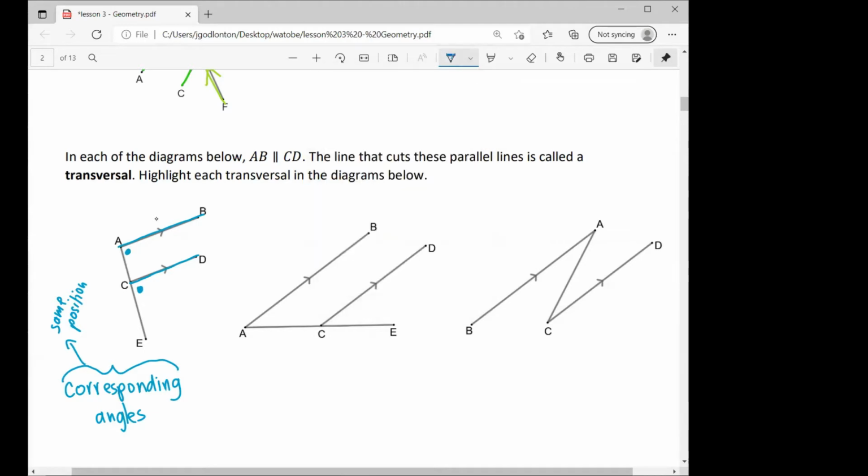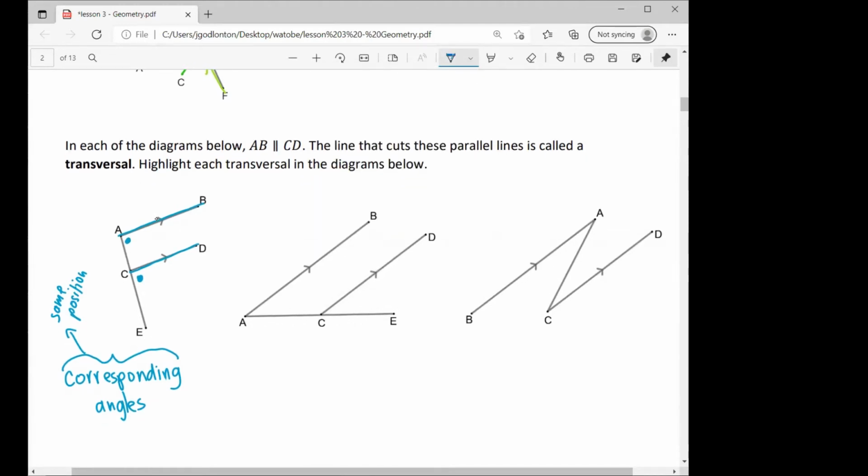The second one we're going to look at is called co-interior, but actually this is going to be the third one that we're going to look at. But anyway, co-interior angles. And co-interior angles are the two angles that are inside. So interior means inside. And co is like company. There's like two of them. So here, my one parallel line is AB and my other parallel line is CD. And my co-interior angles would be those two. So the two that are both inside of my parallel lines.